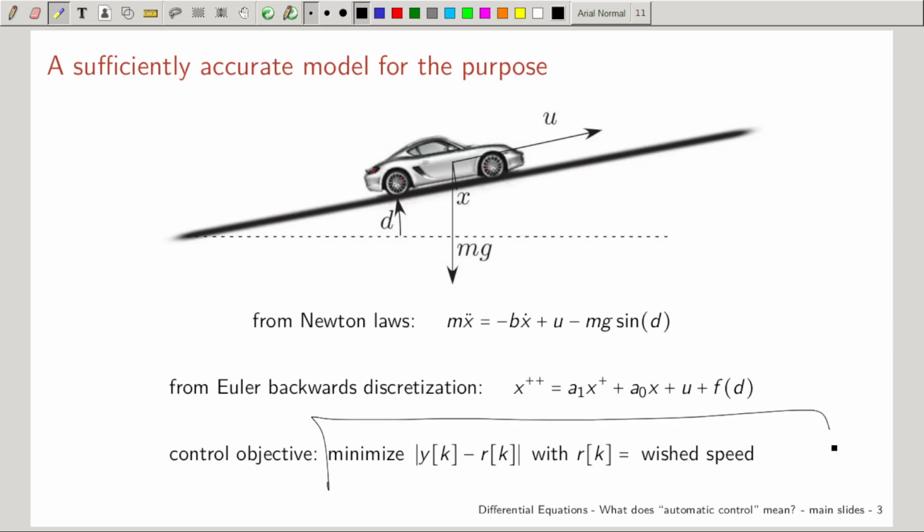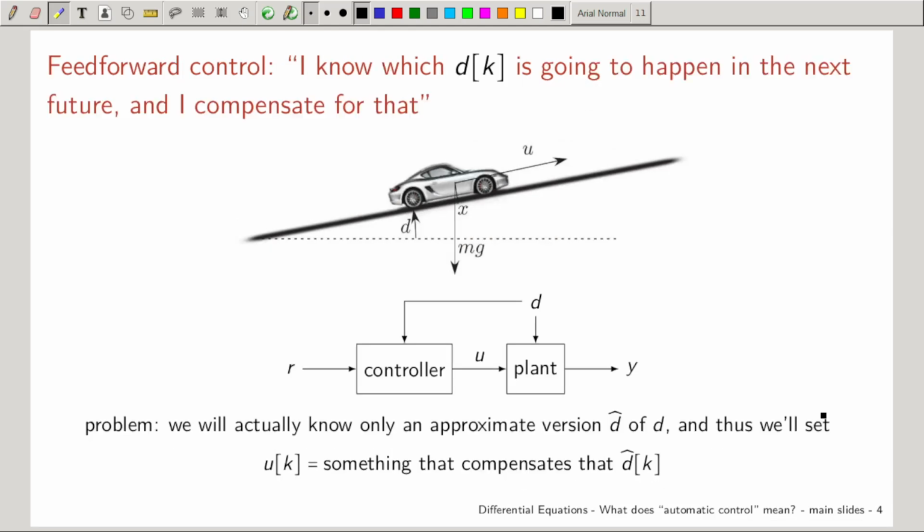Are we together that this is our control objective? We want to be as close as possible to 70 kilometers per hour, 90 kilometers per hour, whatever we want. We want that E to be as small as possible. And something that we might do is what is called a feed-forward controller.